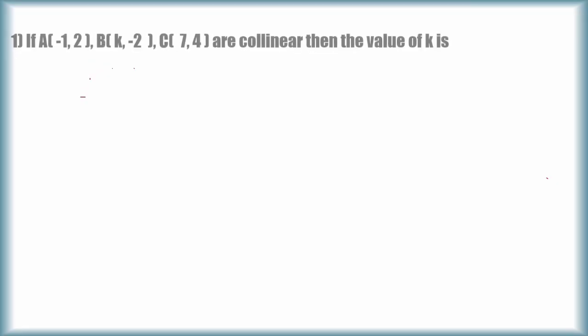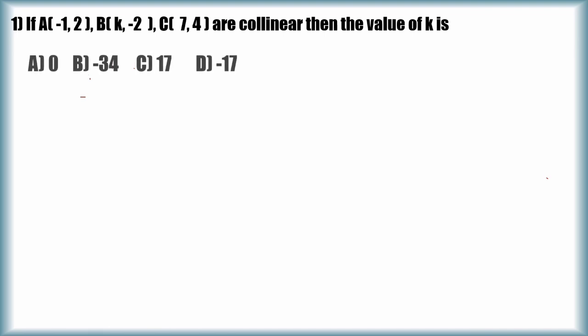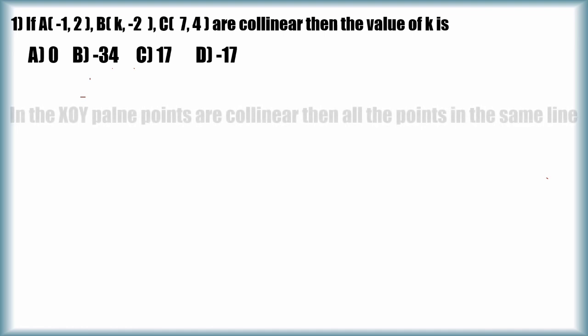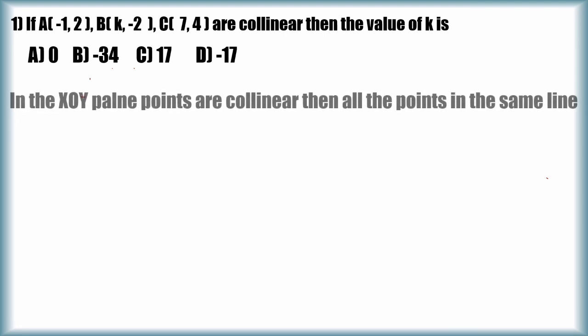We will see the first question. A is given as (-1, 2), B is given as (k-2, ...), and C is given as (7, 4), and they are collinear. Then we have to find the value of k.